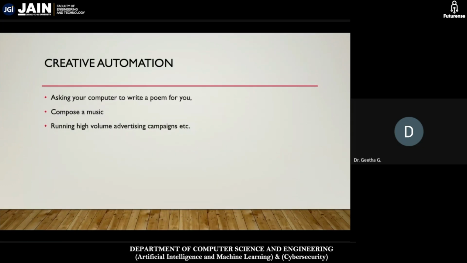Now the last one is creative automation. Okay. So what is creative automation? Can you imagine your computer writing a poem for you? Can you imagine a computer composing music for you depending upon some inputs which you give, some of your preferences? This, we call creative automation. Similarly, these days, people are using creative automation for running high volume advertising campaigns. So this is creative automation.